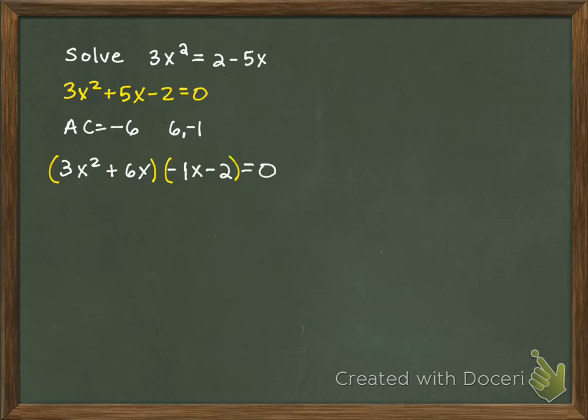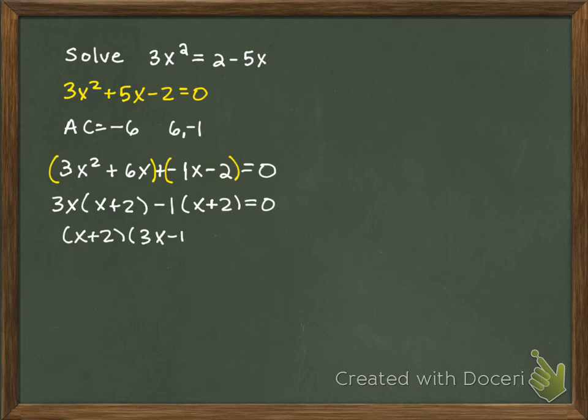So we want to factor this by grouping, so we'll first make our two groups, and then we'll proceed to factor the GCF from each. So the GCF from our first group is going to be 3x, and we'll be left with x plus 2. And the GCF from our second group is going to be a -1, and we'll also be left with x plus 2 there. So we factor out the common binomial, and we get x plus 2 times 3x minus 1 equals 0.